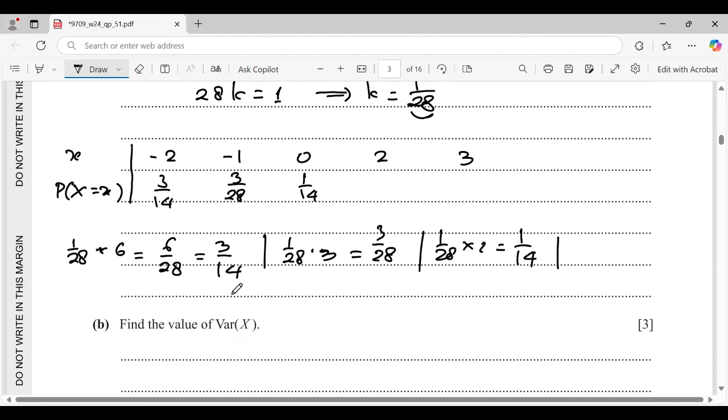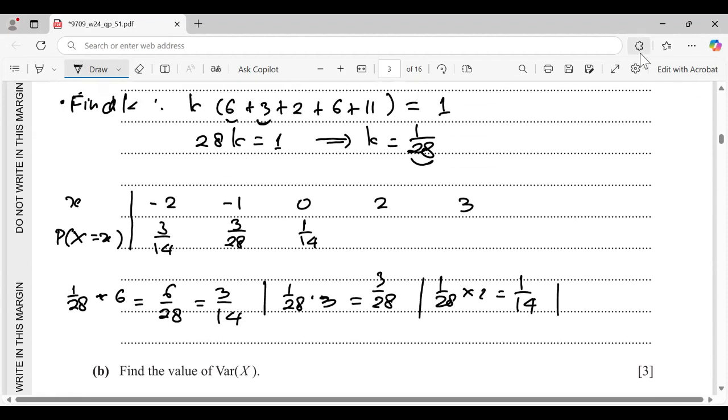After that, for 2, 1 over 28 times 6, so 6 over 28, divided by 2, is 3 over 14. And for 3, this one is 11, so 11 over 28. So this is the table.